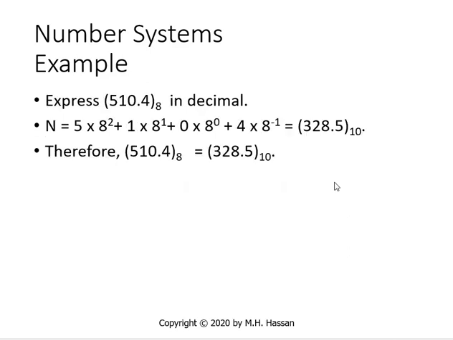Another example, this is an octal number. It's very similar, it's very easy. In a similar way, the weight of 0 is 8 to the power 0, the weight of 1 is 8 to the power 1, and the weight of 5 is 8 to the power 2, which is 8 times 8, which is 64. The weight of the fraction digit 4 is 8 to the power minus 1, which is 1/8. Therefore, the value of n will be 5 times 8 to the power 2 plus 1 times 8 to the power 1 plus 0 times 8 to the power 0, plus 4 times 8 to the power minus 1, which is 328.5 decimal. Therefore, we say the octal number 510.4 is equal to 328.5 decimal.